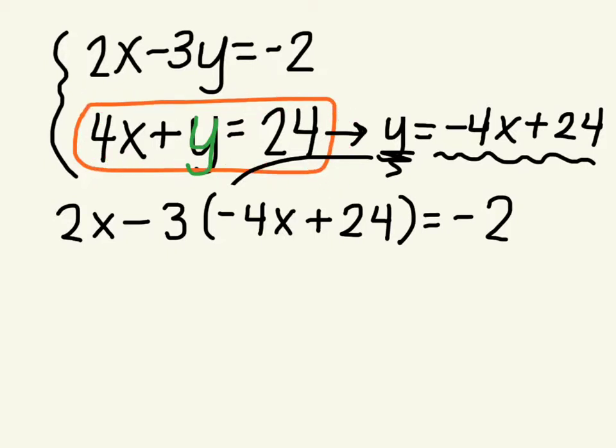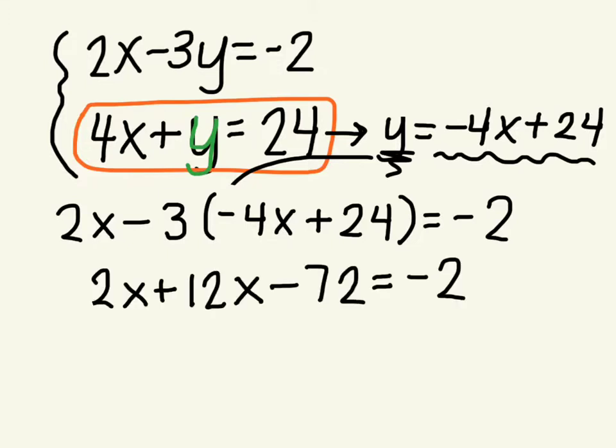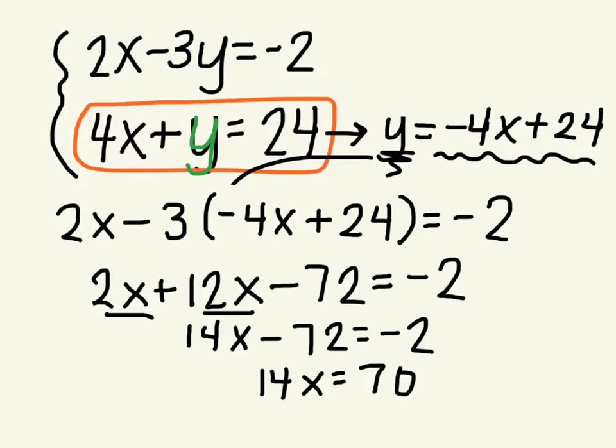So now I'm going to solve this by distributing and then combining my like terms. So my first step would be to distribute this negative 3 into the parentheses. And now that I've distributed, I'm going to combine my like terms. And now I will solve for x. And my value of x is 5.